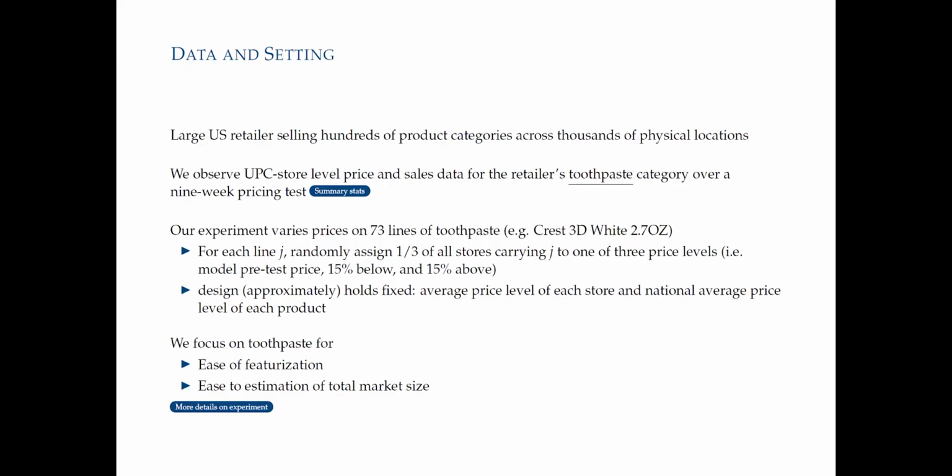It's an exciting experiment that John and his team pulled off, randomizing all these goods. We're going to focus on toothpaste because we're going to look at BLP, and they're going to be substitutes. We need to featurize this in terms of the products, and we also have some good ways of getting the total market size. We randomize prices up and down for all products. We have like 2 exogenous price points per line. A line is, what's there? Crest 3D White something. So it's very detailed information about the product.